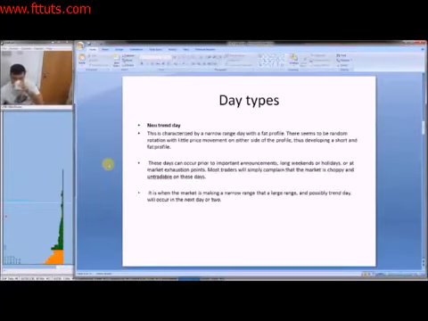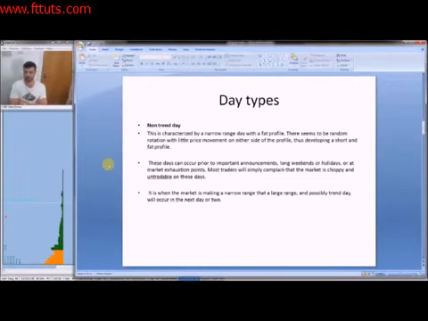A non-trend day, as it describes, is characterized by a narrow range with a fat profile. There is a random rotation with little price movement on either side of your profile, thus developing a short, fat profile. These days often occur prior to important announcements, long weekends, or holidays, or at market exhaustion points. Most traders will simply complain that the market is choppy and untradeable on these days.